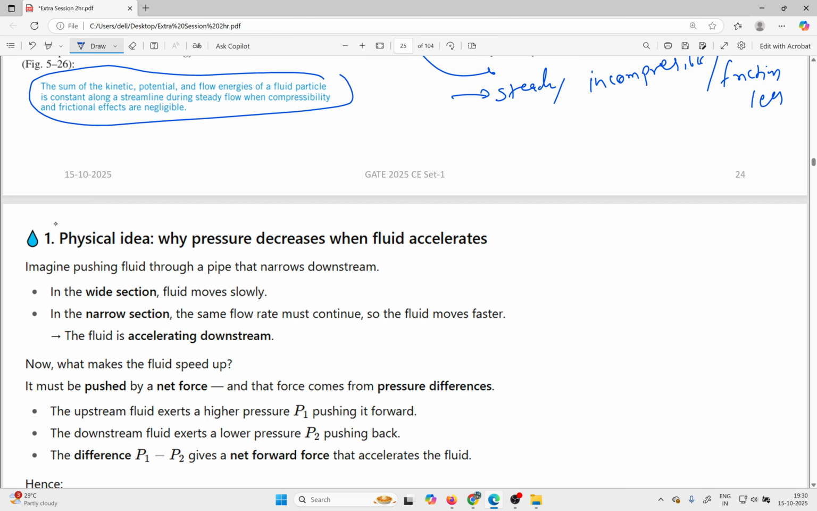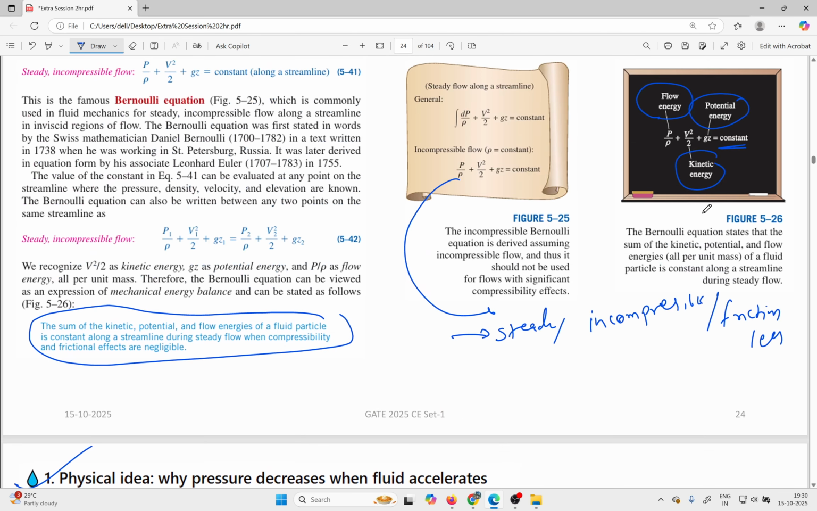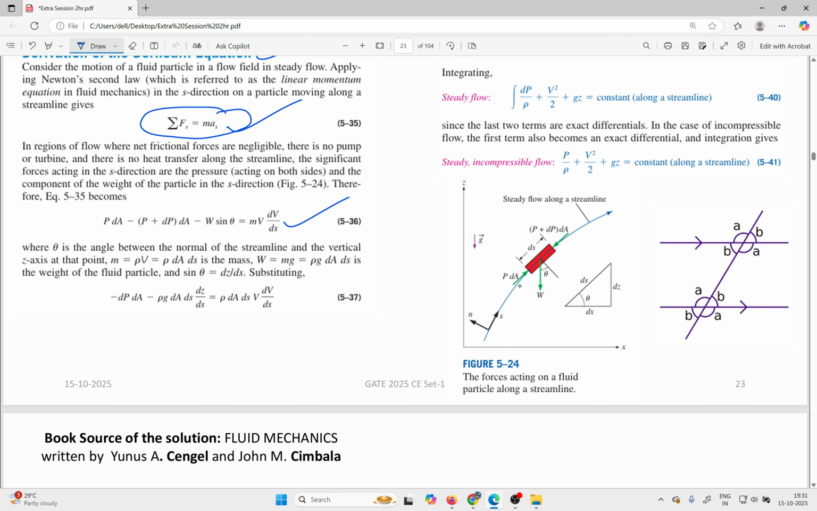From here, in the derivation detail, at this face PdA is written, and at this face (P + dP)dA is written. As you know, the fluid is flowing in this direction, from high pressure to low pressure. So PdA will be more than this one. Then only is the fluid flow possible. Remember this.